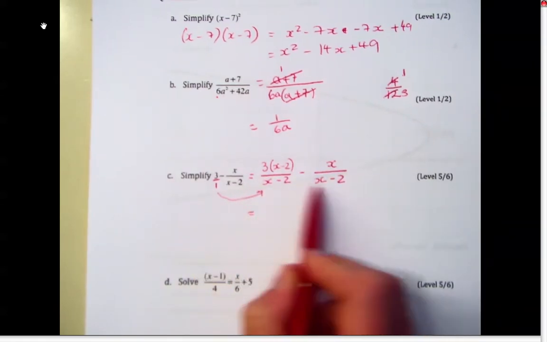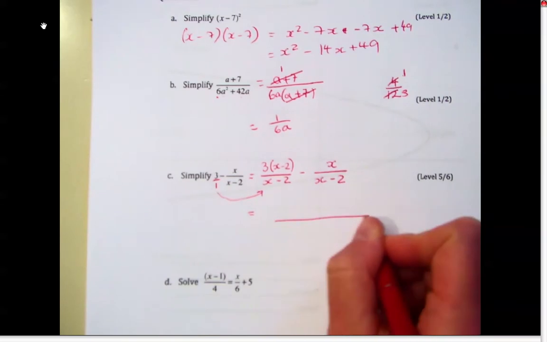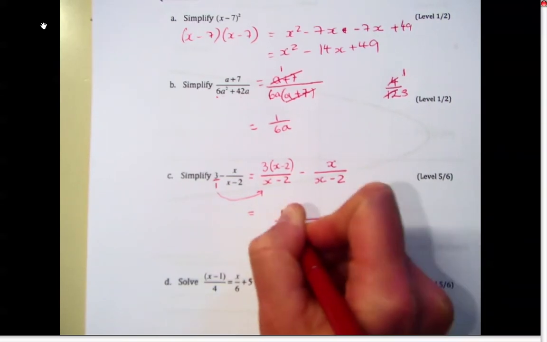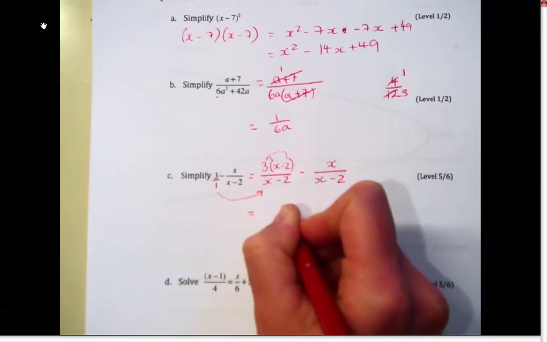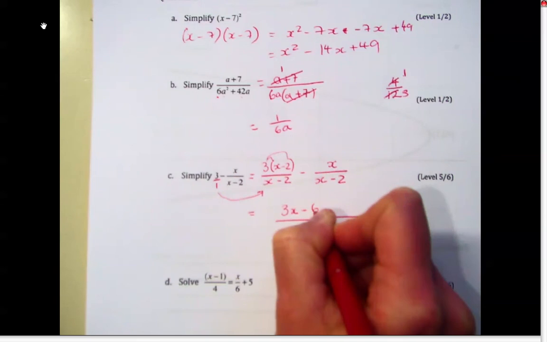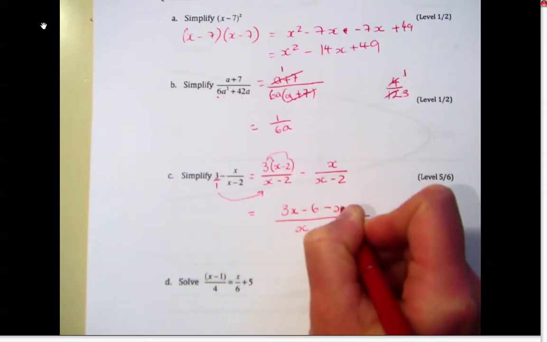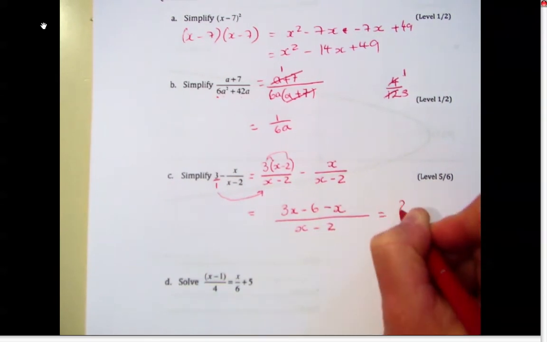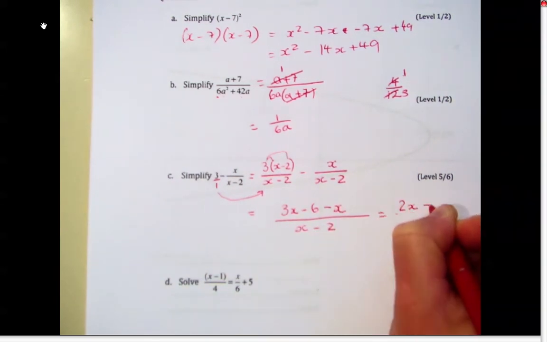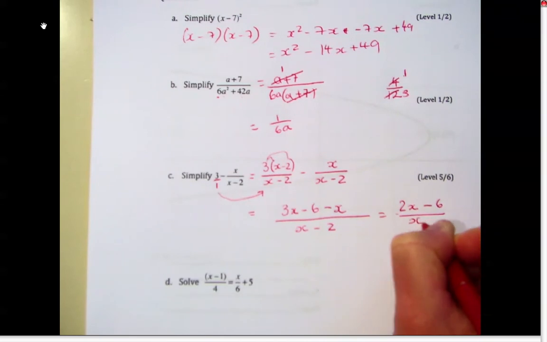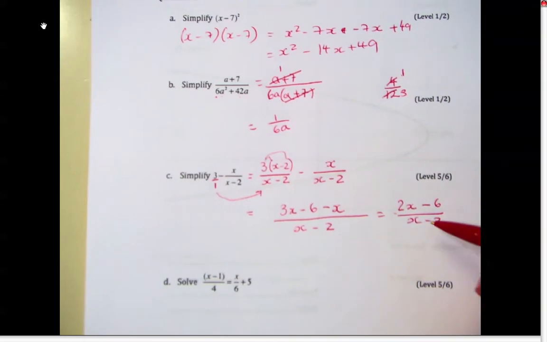Now that my denominators are the same, I can put those together, and I can multiply that out. So 3x minus 6 minus x, and simplifies to 2x minus 6 over x minus 2. I can't cancel that anymore.